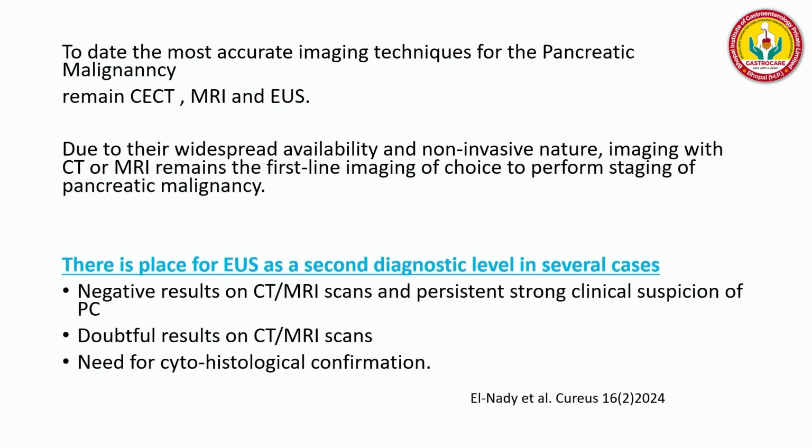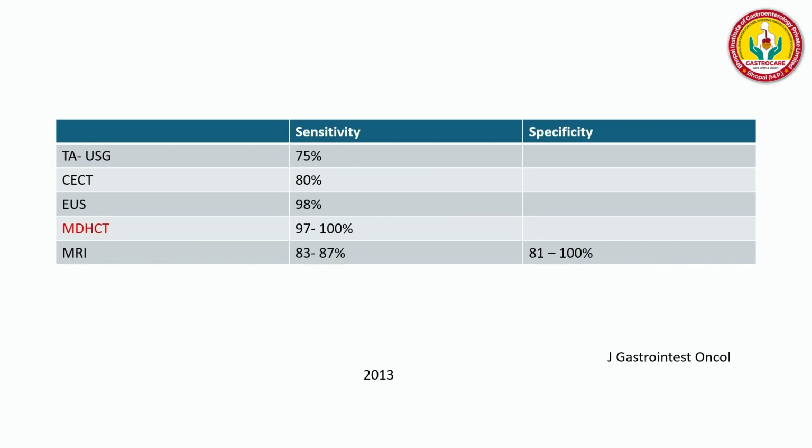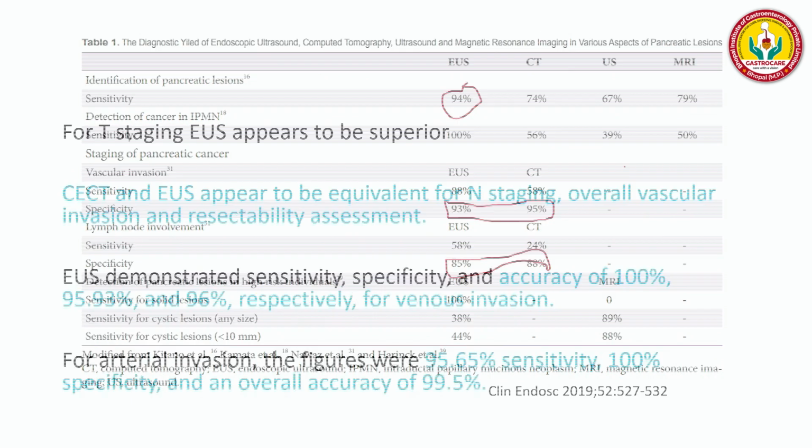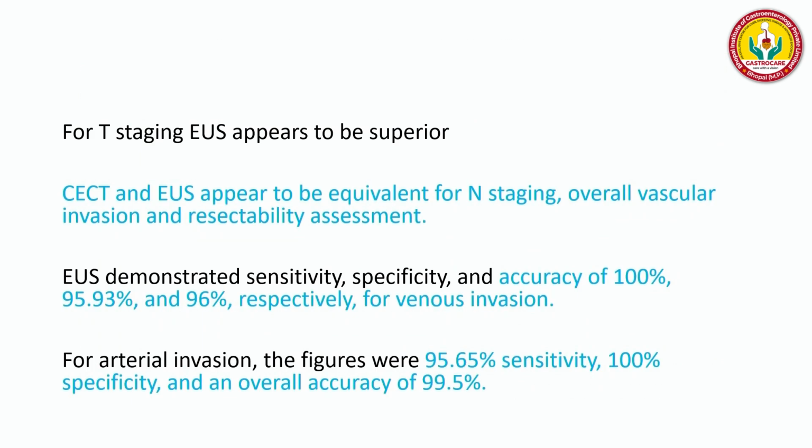And here the staging. Earlier, the CT we were using was less sensitive compared to the EUS, but presently we are using multi-detector CT. This has almost better or equivalent sensitivity to that of the EUS. So MDCTs are the present modality for staging, I can say, which are equivalent to the EUS. This is again a similar slide. For arterial and venous invasion, EUS again has a better way of diagnosis. Venous is better than arterial.